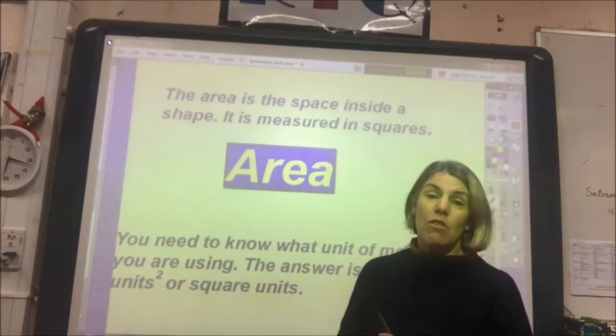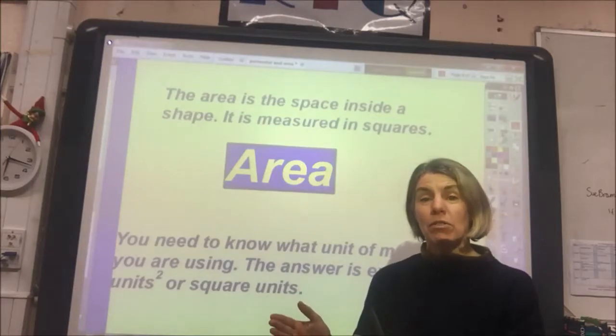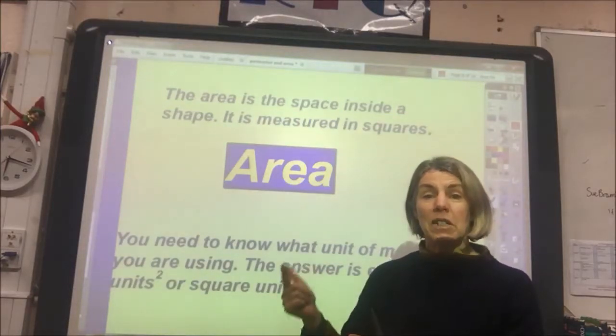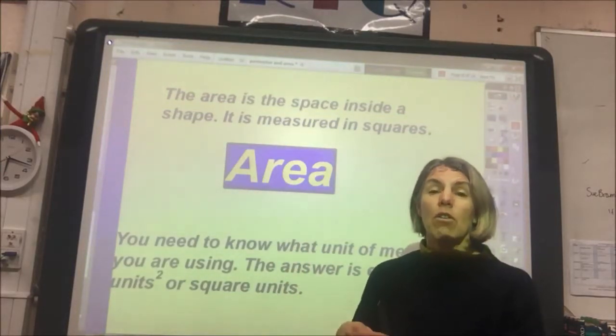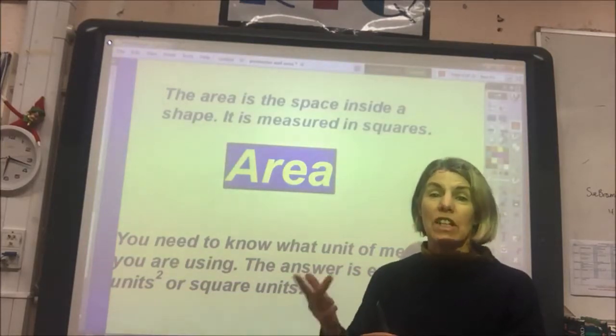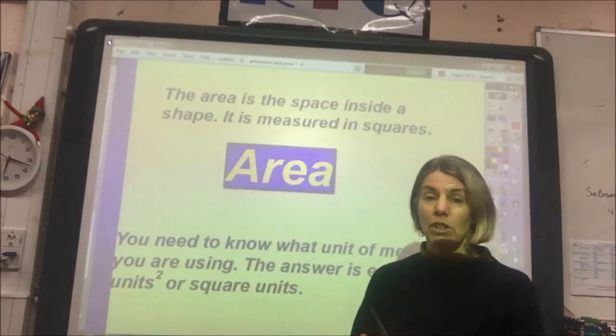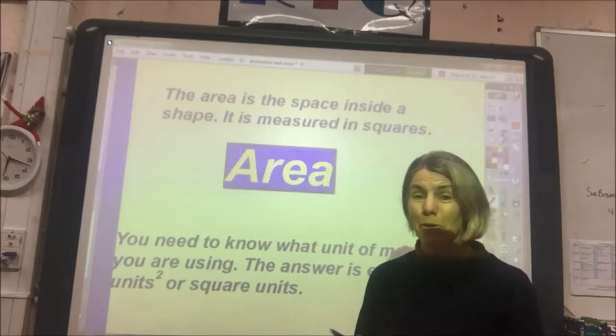You need to know what unit of measurement you're using. Again, it might be a metric unit of measurement, centimetres, millimetres, kilometres, or it might be an imperial unit of measurement, inches, feet, yards or miles. Okay, make sure that you know which unit of measurement you are using. It's really, really important.